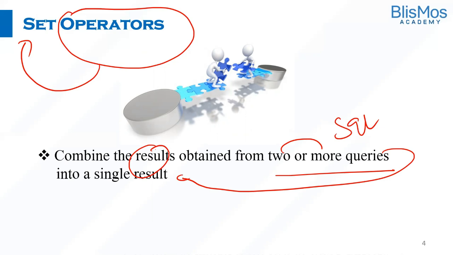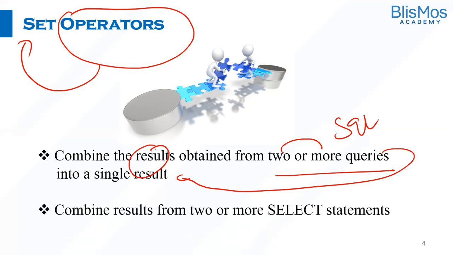And why do we need that? That is needed for various types of analysis. Let us say you have two sets of data and you want to understand what are the different commonalities between those two sets of data. Like that, there may be various requirements to combine the results of two or more queries into a single result. When I say queries, what does it mean? Obviously, it will be mostly select statements.